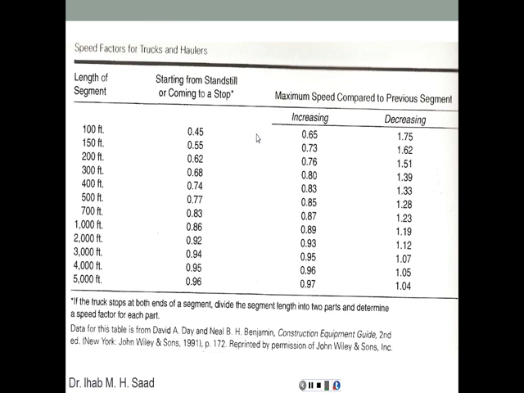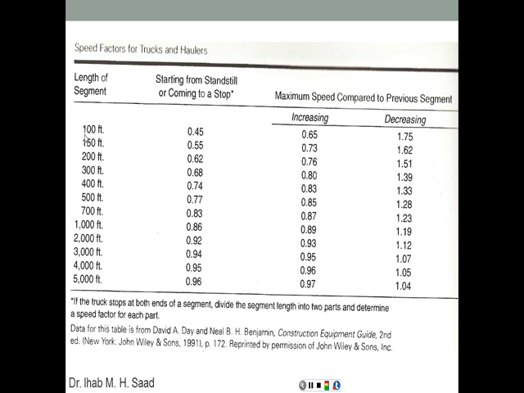Now, imagine the road is divided into different segments. Part of it is uphill, part of it is flat, and part of it is downhill. Depending on the length of the segment, if the equipment is going to move in very short segments, it's not going to gain enough speed to move faster. So the longer the segment, the better the factor that we're going to use here. And we're going to see how to use that factor in a minute.